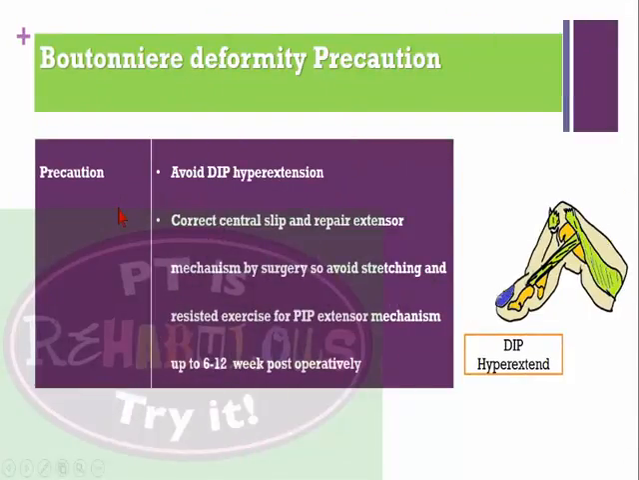Precaution for Boutonniere deformity: avoid hyperextension of the distal interphalangeal joint. This is central slip repair, to correct the central slip and repair the extension mechanism with the help of surgery, so avoid stretching and resisted exercise of the proximal interphalangeal joint for the PIP extension mechanism up to 6 to 12 weeks post-operatively.